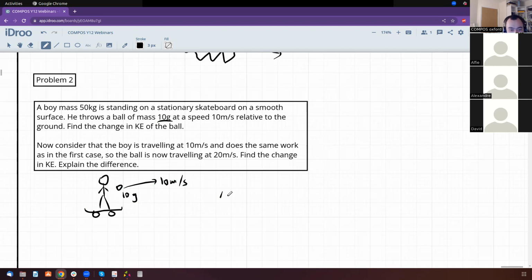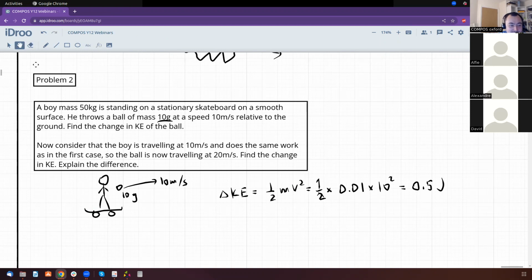Oh, well, that's easy. Change in kinetic energy is equal to 1/2 mv squared. So it's a half times m, which is 0.01, times 10 squared. And that's 0.5 joules. Have I made a mistake? No, I haven't. So half a joule. So the boy throws a ball, and the kinetic energy of the ball is 0.5 joules.